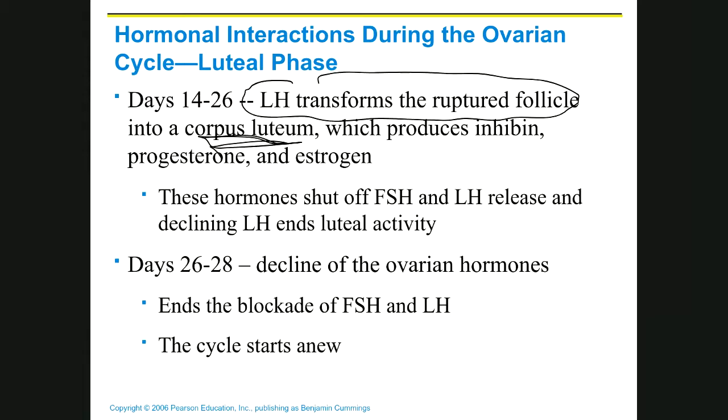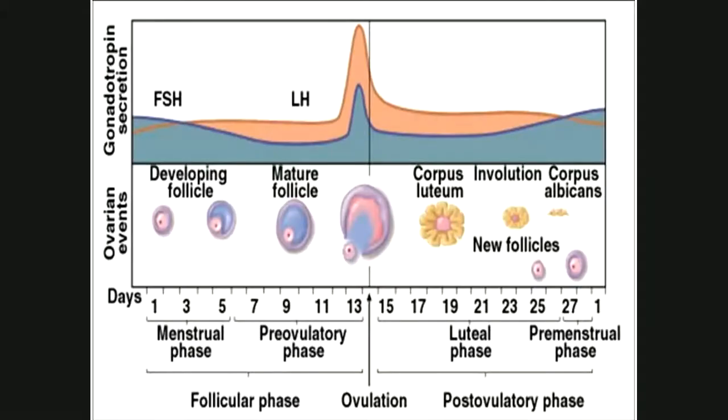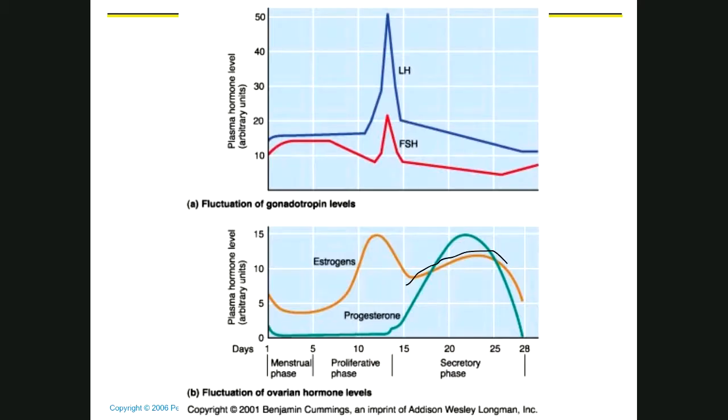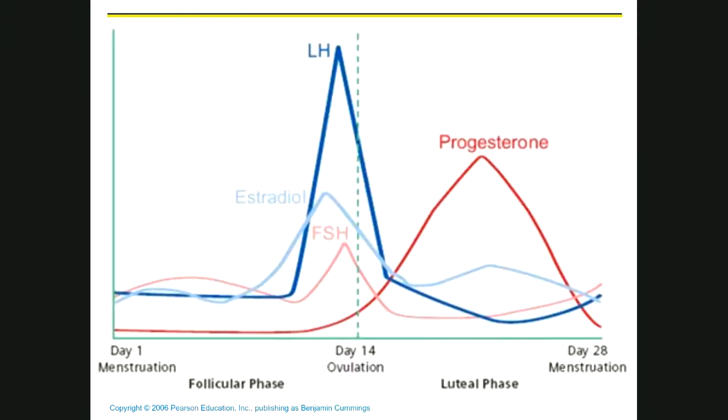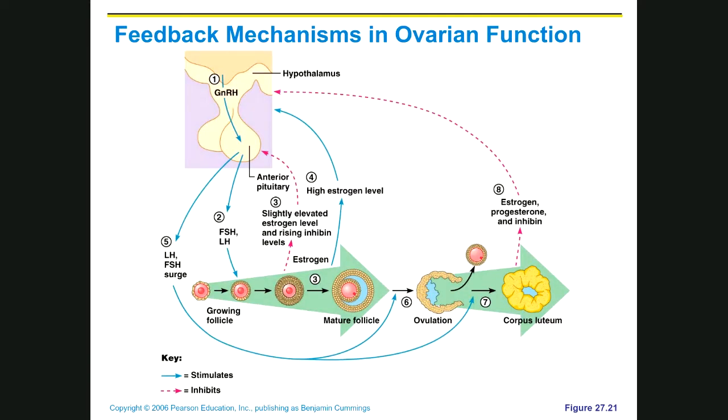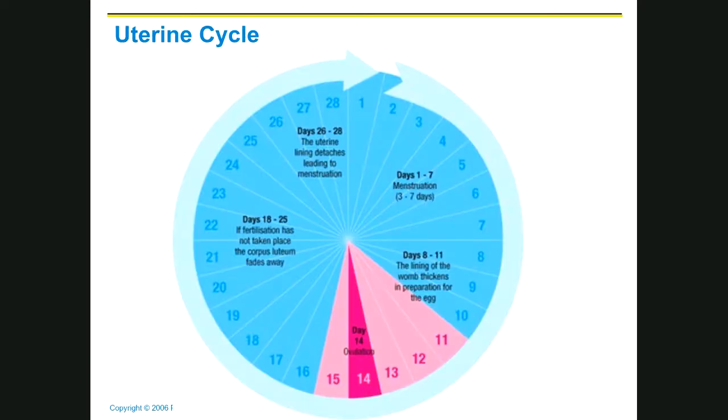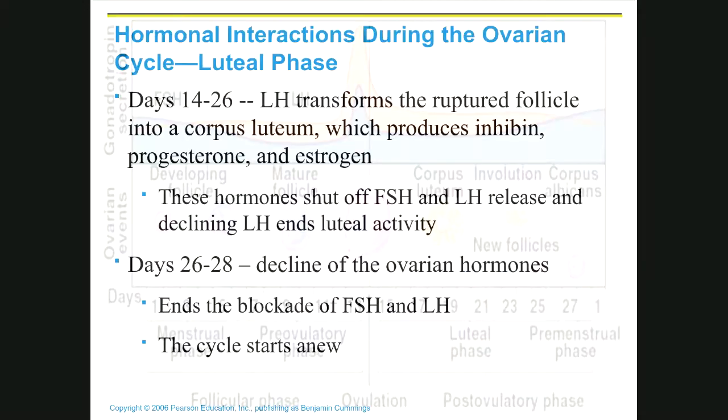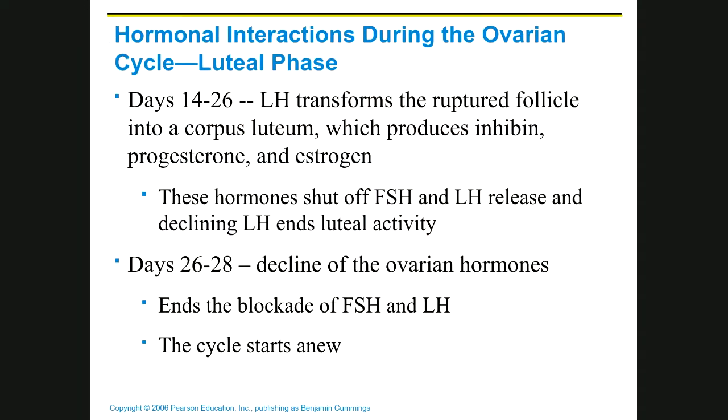And the corpus luteum is going to make both estrogen and progesterone. So estrogen is going to go back up, and progesterone is going to go up. And then finally, remember this corpus luteum is going to convert to a corpus albicans and it's going to die. And so those hormones are going to go down. And then the cycle is going to start all over again.